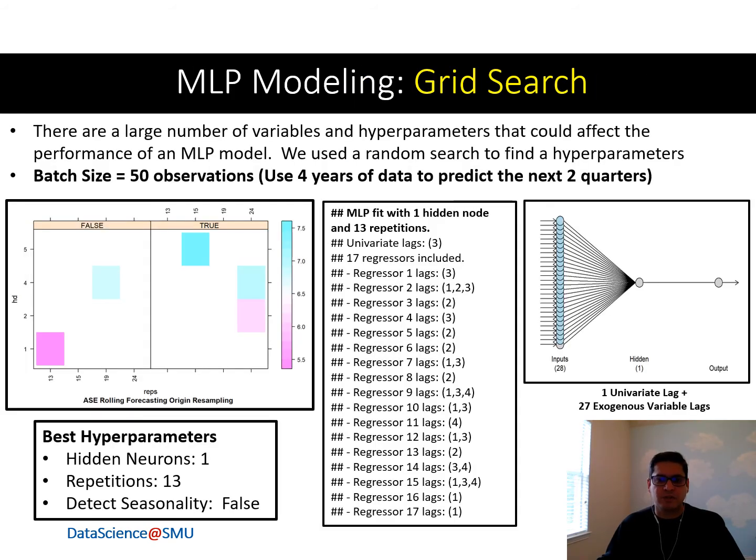Next, we moved on to the neural network modeling. To find the best set of hyperparameters, we used a grid search approach where we varied the number of hidden neurons, the number of repetitions, and whether or not to detect seasonality across a random grid of size 5. We found that the default setting did not tend to do very well. In fact, the setting with only one hidden neuron, 13 repetitions, and seasonality detection set to false did the best.